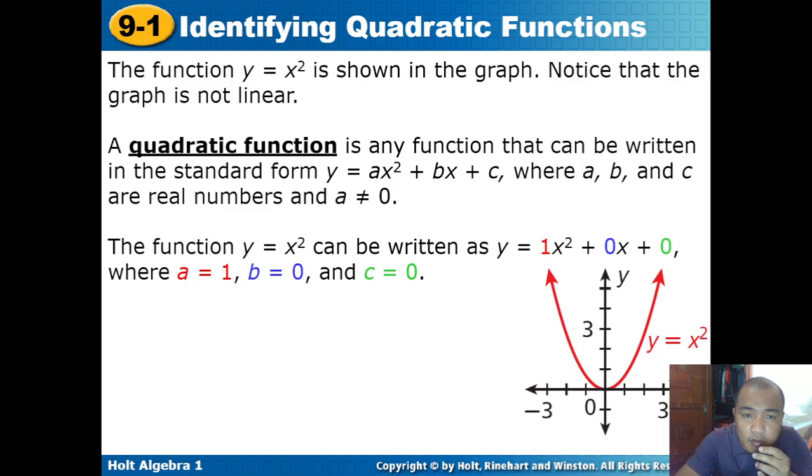So the function y equals x squared can be written as y equals 1x squared plus 0x plus 0. So in this particular equation, b is 0 and c equals 0, while a equals 1. So this is the graph of the quadratic function y equals x squared.